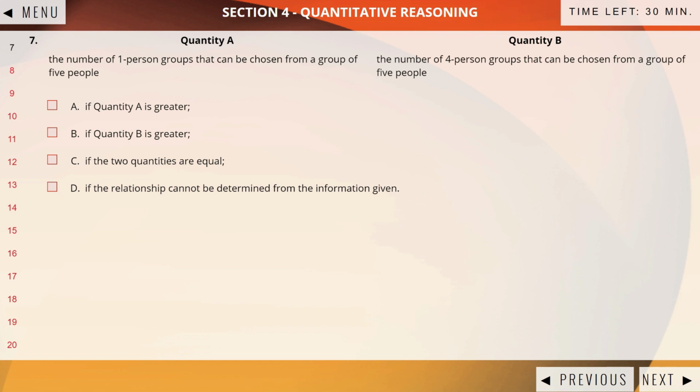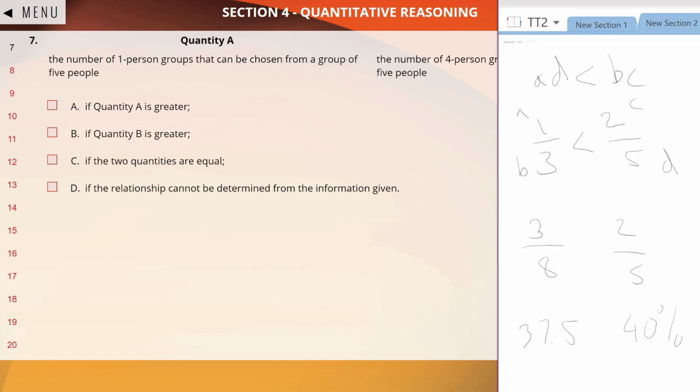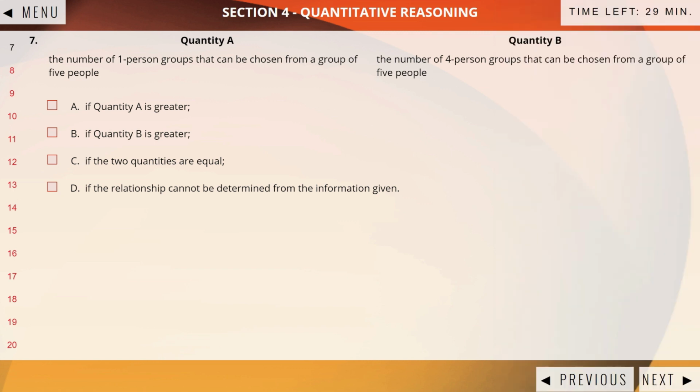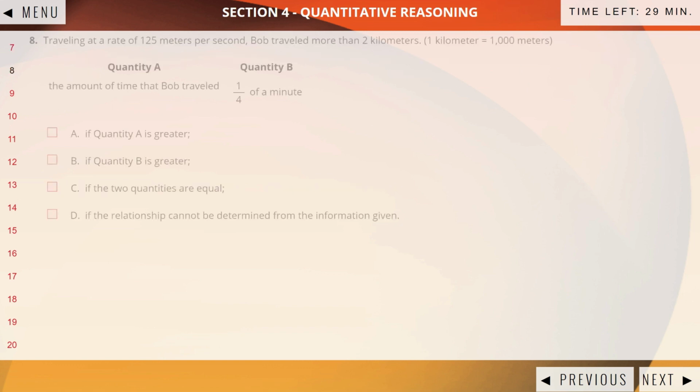Question 7. The number of one-person groups that can be chosen from a group of 5 people, that's 5. The number of 4-person groups that can be chosen from a group of 5 people. Well, if you've watched my video on Combinatorics, you would know that anytime we're choosing a number which is just one less than the total, it's always just the n as the answer. So there are 5 ways for quantity B, because we're choosing 4 out of a group of 5, and 5 ways for quantity A, so therefore both quantities are equal.